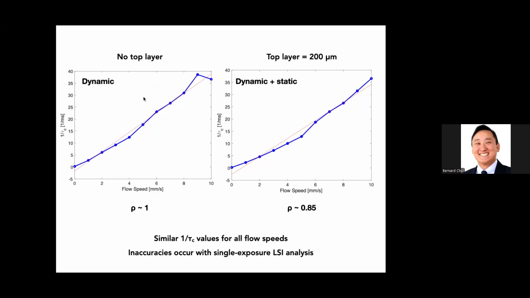If you just do this at one exposure and then you do it here with another exposure, you're going to get a different value of your correlation time. It's just because you have the static scatterers on top and you're not accounting for them. Yeah, Bjorn.